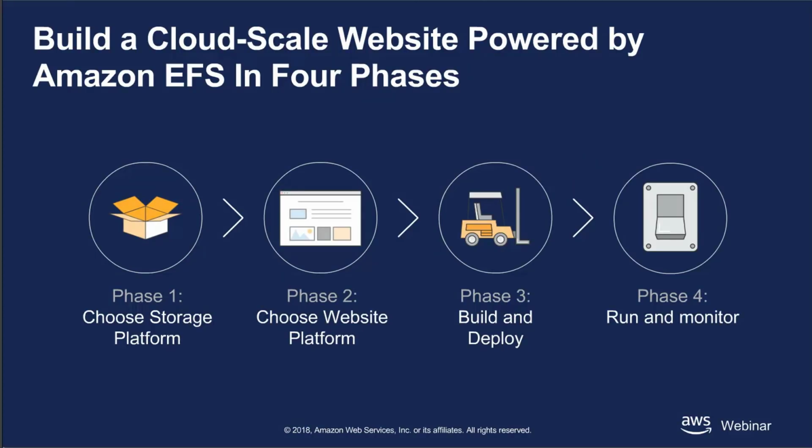Today, we're going to talk about how to build out a cloud scale website powered by Amazon EFS. We're going to go through the 4 phases that it takes to build out that platform. First, we're going to discuss how to choose your storage platform, digging a little bit deeper on the different options you have available to you. Second, we're going to talk about how to choose your website platform.